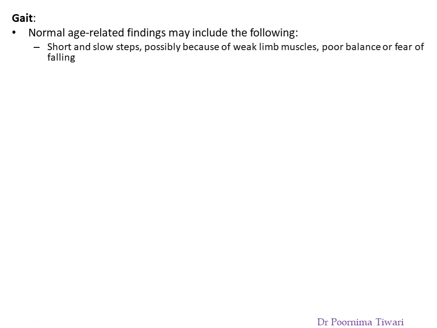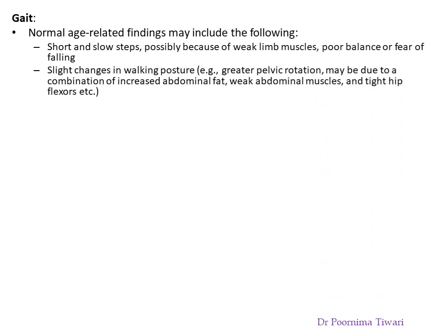While examining the gait, there may be some normal age-related findings which include slow and short steps. This may be because of the weak muscles of the limb, poor balance, or just the fear of falling. Slight changes in the walking posture also can occur with age.